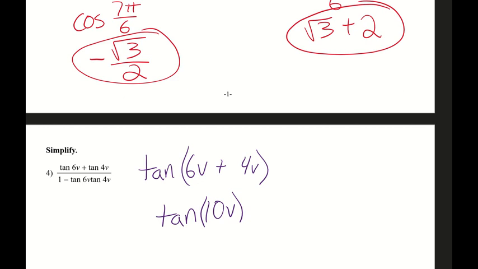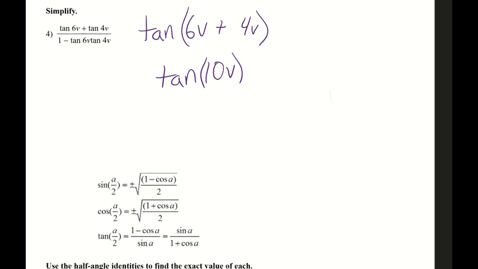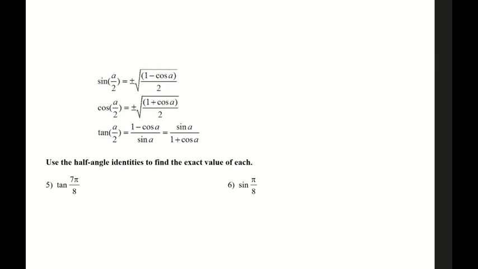Now, half angle formulas look like this. The thing is, the plus or minus on the sine and cosine just means that we'll have to determine what the sign is, like that sign, before we work out the problem. We just need to figure out what quadrant the angle is in.